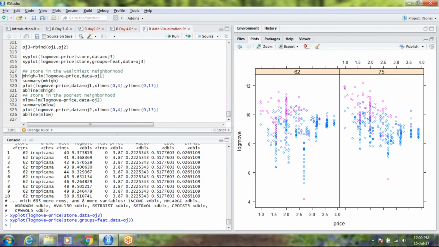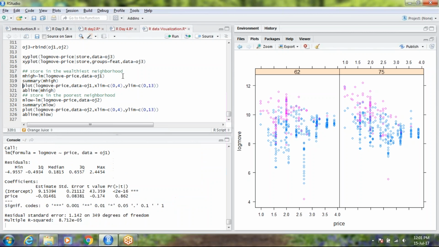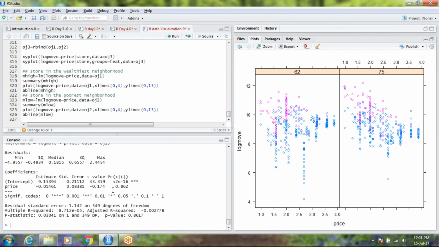Now suppose I want to make a summary of it or a regression line of it, here is the command for that. That is lm, linear model, which makes a relation between log move and price, and the data set that I have is OJ1. Let us work with that. The summary shows that price doesn't come out to be a significant factor or a significant contributor to my model or the explanation that I have. So let us remove that.